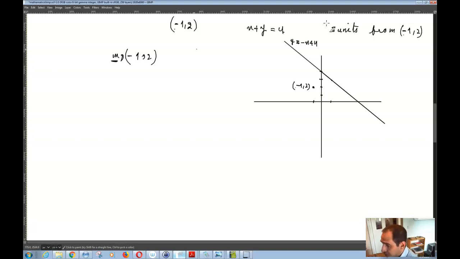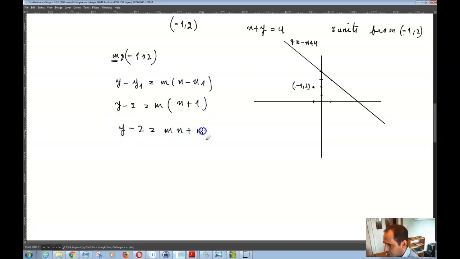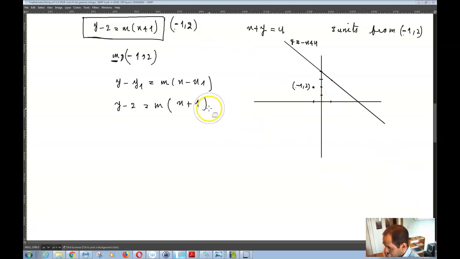So first step, I need to find the equation of the line. I can write y minus y1 is equal to m times x minus x1. Then I can write y minus 2 is equal to m times, I don't really know what that is, we will find out, x plus 1. So y minus 2 is equal to mx plus m, and I don't really need to do much here, just leave it as it is. So the equation of the other line is y minus 2 is equal to m times x plus 1. That's the equation of the line that we are looking for.